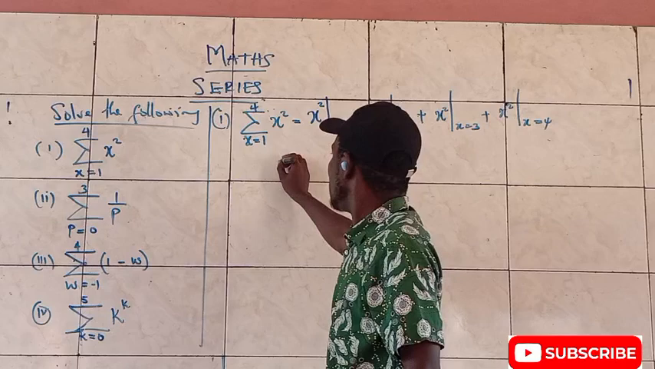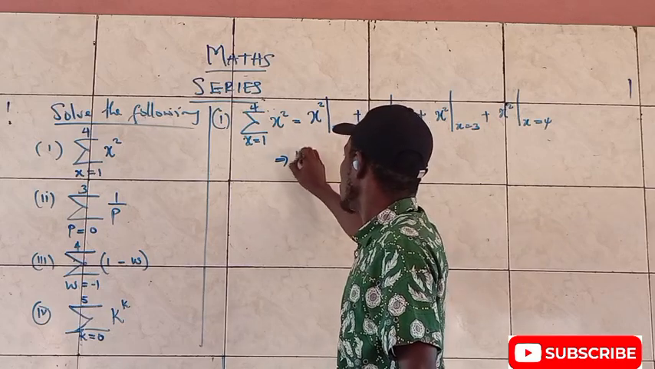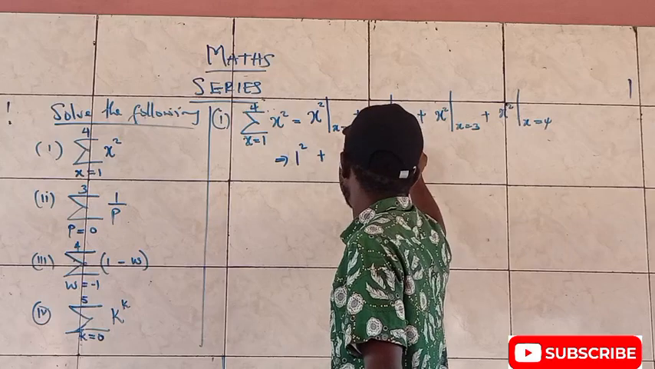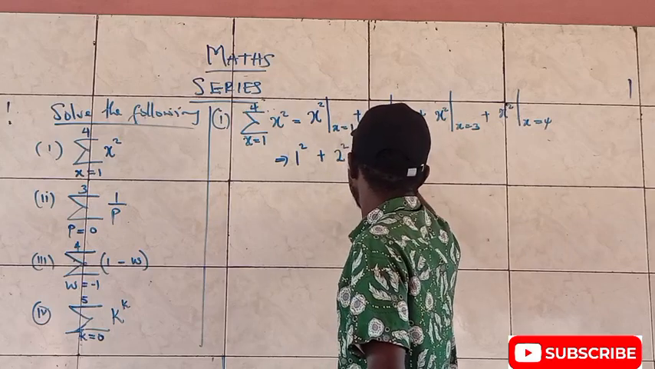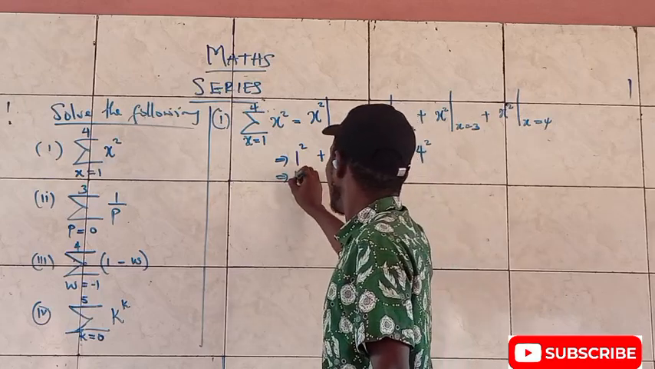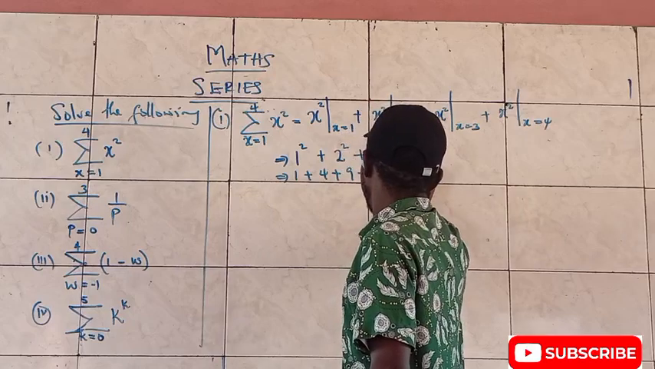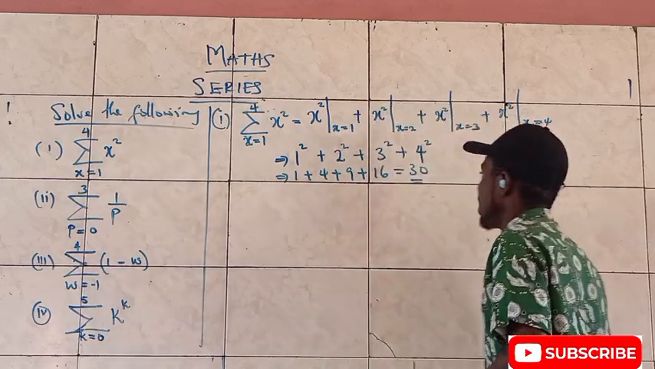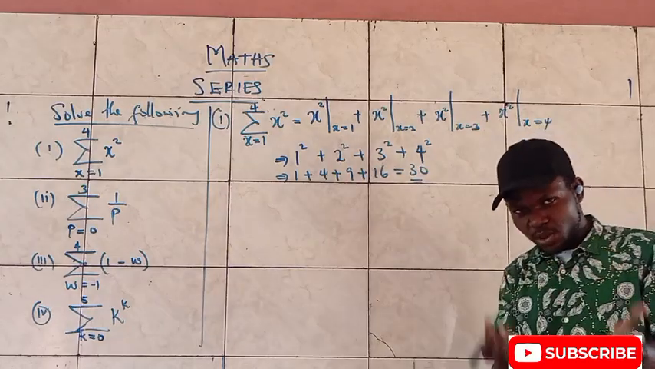So substituting this time, whenever I see x equals 1, I put 1, then it becomes 1 squared plus 2 squared plus 3 squared plus 4 squared. And that becomes 1 plus 4 plus 9 plus 16, and that equals 30. Eventually, that is 30. So it's easy to do and easy to understand.